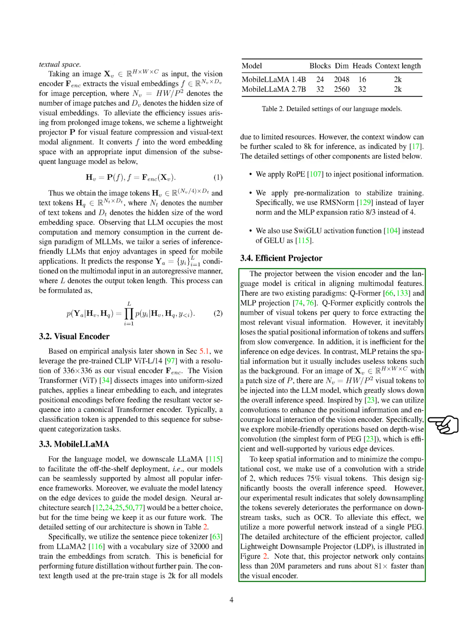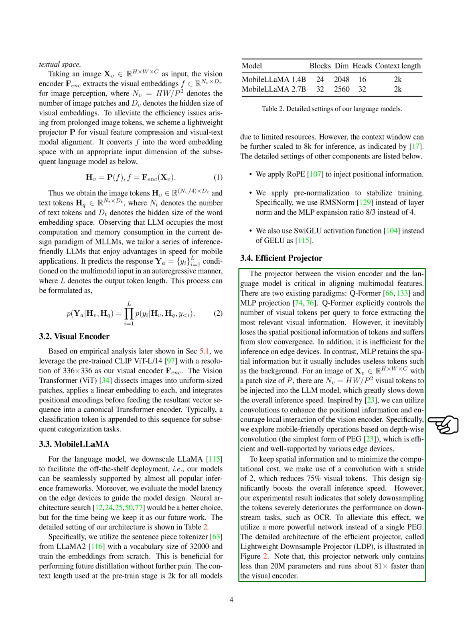The projector between the vision encoder and the language model is crucial for aligning multimodal features. There are two existing paradigms, Q-Former and MLP projection. Q-Former controls the number of visual tokens per query to extract the most relevant visual information. However, it loses the spatial positional information of tokens and suffers from slow convergence. It's also inefficient for inference on edge devices. On the other hand, MLP retains the spatial information but often includes unnecessary tokens such as the background.